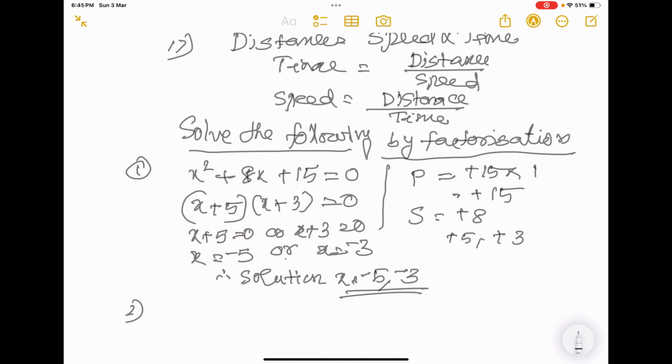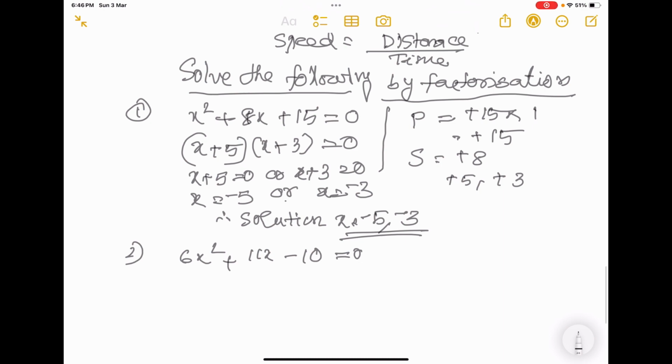6x square plus 11x minus 10 equal to 0. This is another quadratic equation. We want to factorize this. For that, here the product is 6 into negative 10, that is negative 60, and the sum is positive 11.